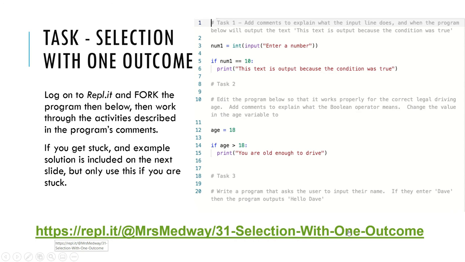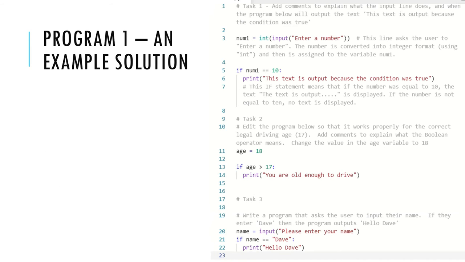That will take you over to Mrs. Medway's Replit. And you then click on the fork button. If you remember, that makes a copy of that program, puts it in your area, and then you can try and write your program. Now, I'm going to quickly skip over the next page because if you get stuck, there is an example solution right here.